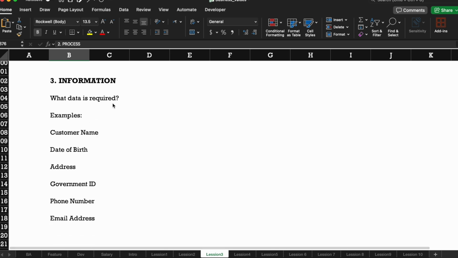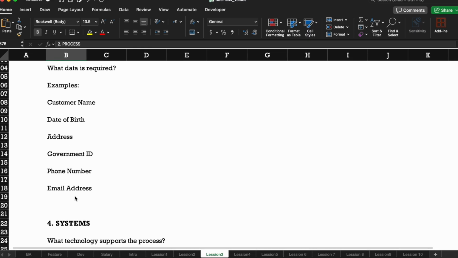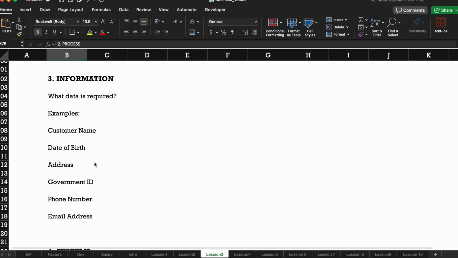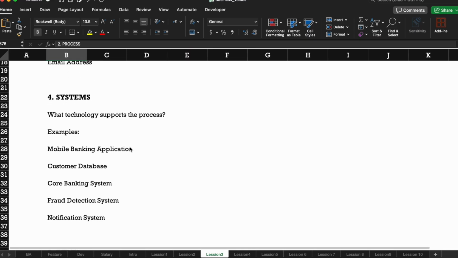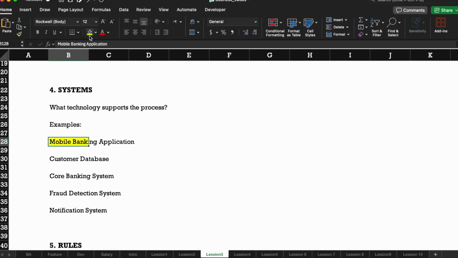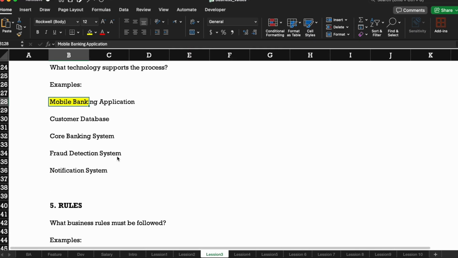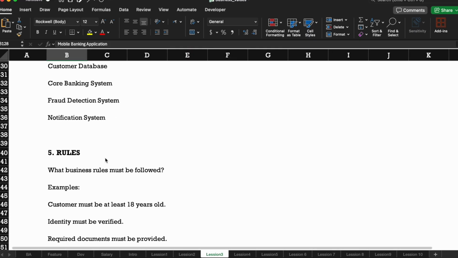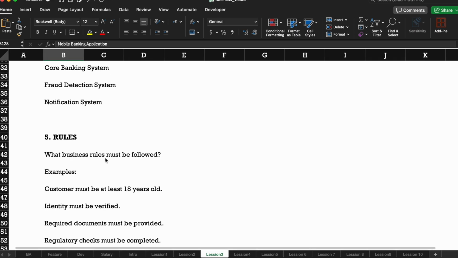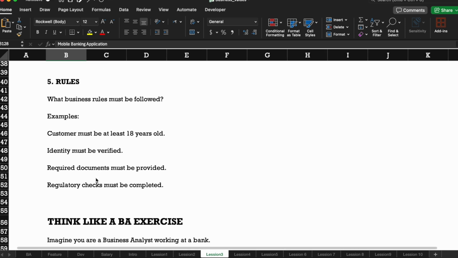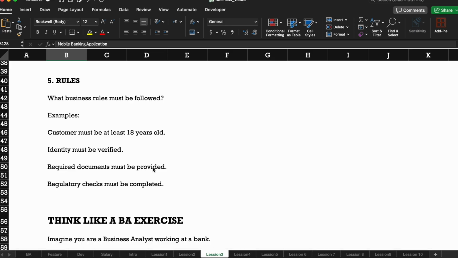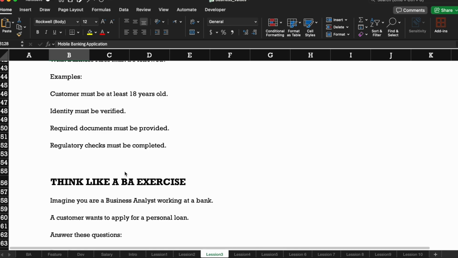Information: what data is required, for example customer name, date of birth, address, government ID, phone number, email address. Systems: what technology supports the process, for example mobile banking application, customer database, core banking system, fraud detection system, notification system. And rules: what business rules must be followed, for example the customer must be at least 18 years old, identity must be verified, required documents must be provided, and regulatory checks must be completed.